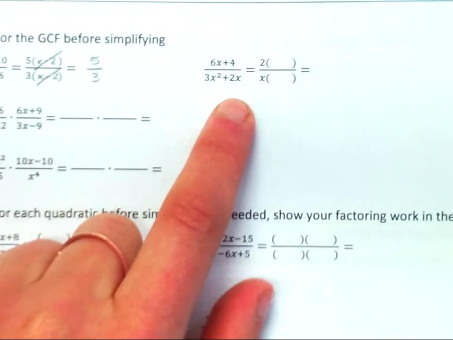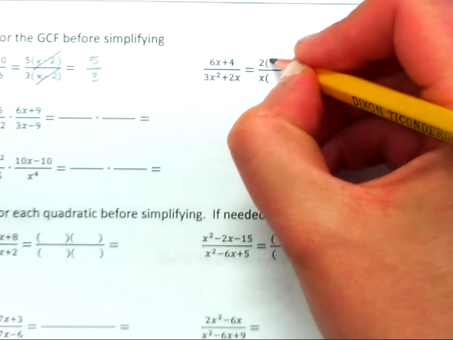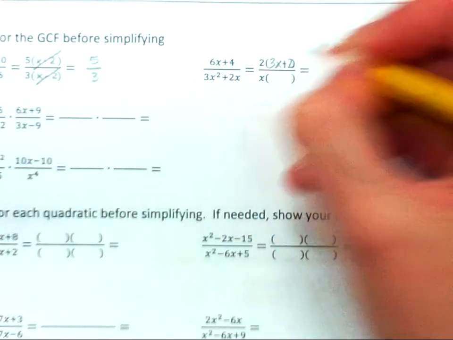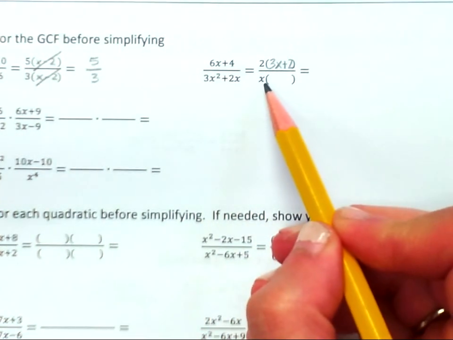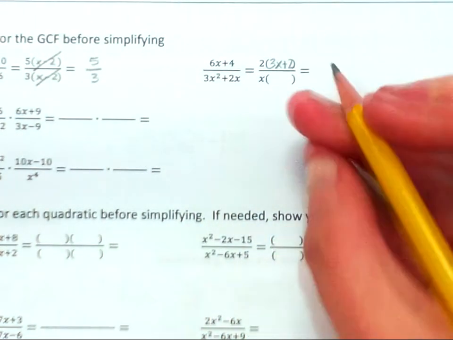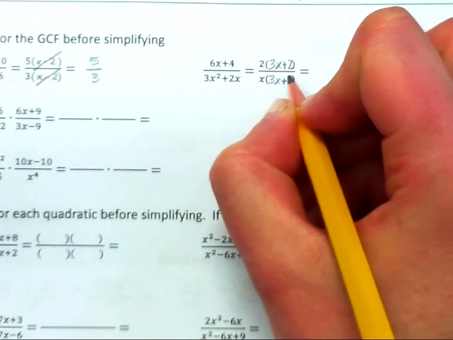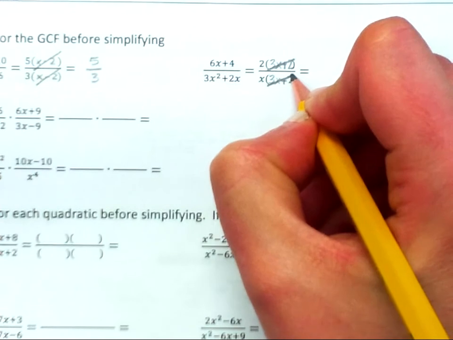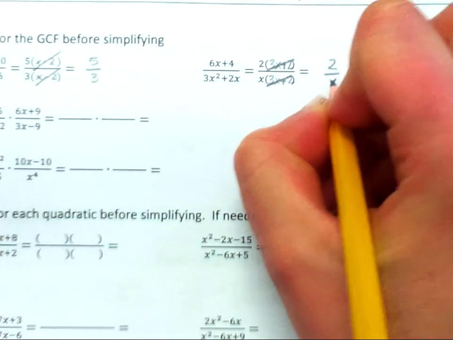For this next one over here, they've taken out the 2 already for us, so we have 3x plus 2. Can't write that small. And then if I take out the x, which is the GCF, I would have a 3 and an x left, and plus a 2. So then we can cross out the 3x plus 2 factor because it cancels to 1 and leaves us the answer 2 over x.